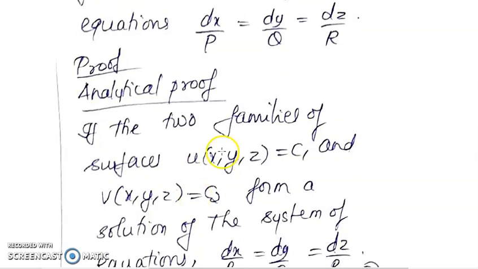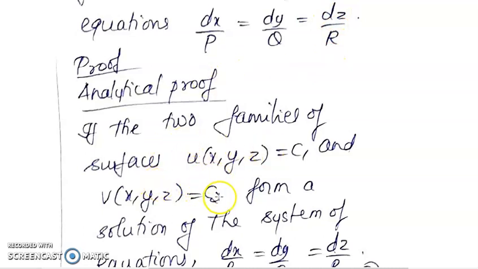Now consider the two families of curves. We'll start with u equal to c1 and v equal to c2. If u is equal to c1 and v equal to c2, that means it is the solution of the equation dx by P equal to dy by Q equal to dz by R.